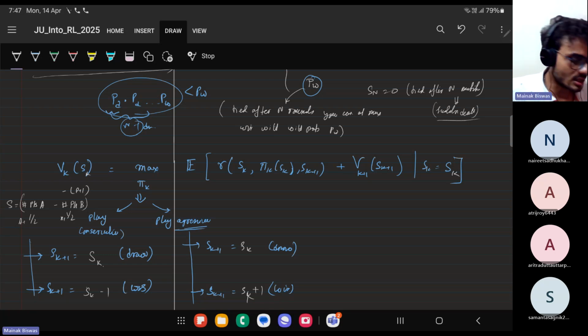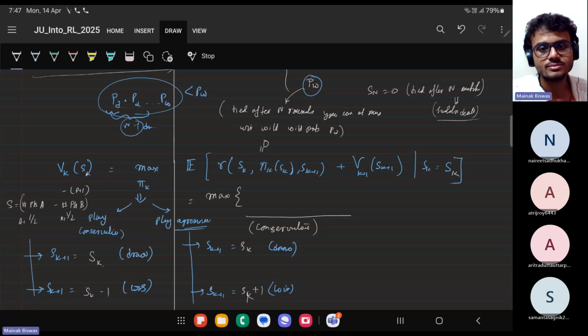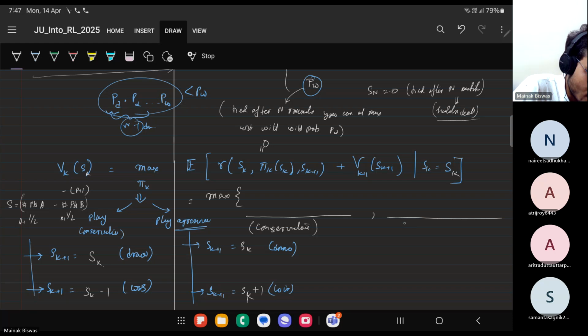So now tell me what would the value function be? It will be the max of, so you play the conservative strategy. What is the expected value going to be if you play conservative? Versus if I play attacking or aggressive, what is the value I'm going to get?